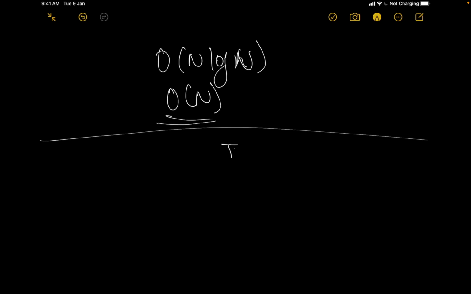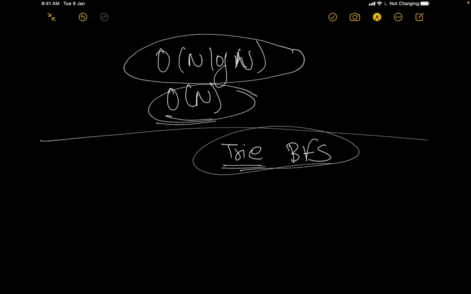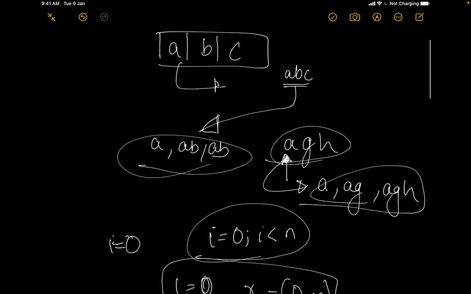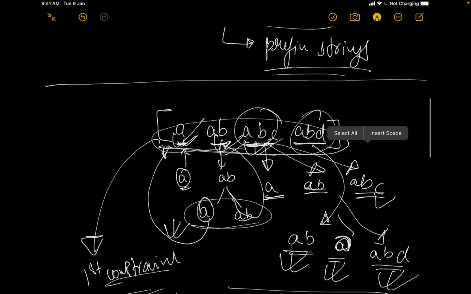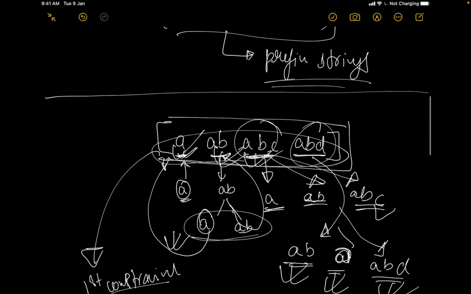Definitely you can try doing it via trie, or you can do a BFS, all of that sort of thing, but it's actually not required. We can achieve this time complexity and the space complexity by a very simple algorithm. So what I can say by looking at it is that I'll only be considering those strings in my array that actually have their prefix strings present, right?